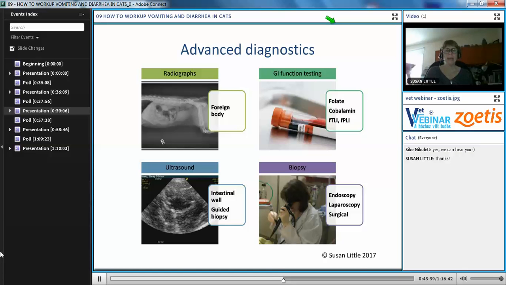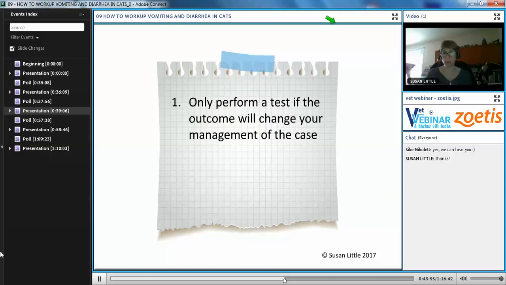Okay. Before we talk about each of these, though, I want to tell you about two rules, or two guidelines, that I think are very useful when you're starting to pick tests, especially more advanced tests that are costly, or that you might have to refer a patient elsewhere to get done. So the two rules we should always keep in mind are, number one, only perform a test if you're pretty sure the outcome is going to change your case management. If the answer, one way or the other, will not change the management of the case.